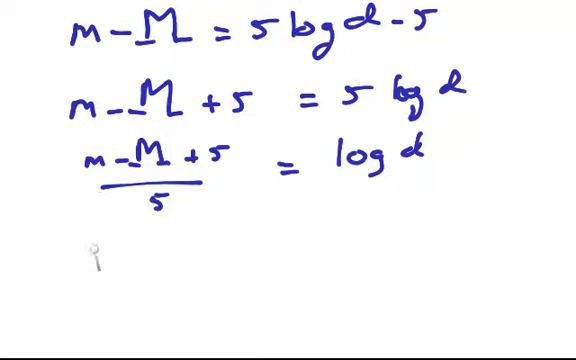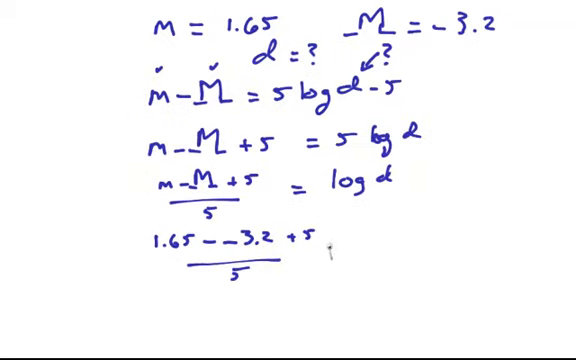Let's go ahead and stick the numbers in that. We've got 1.65 minus minus 3.2, plus 5, divided by 5. What's that going to be equal to? Well, 1.65 minus a minus 3.2, that's the same as adding 3.2 to 1.65, and that's going to give us 4.95 plus 5, divided by 5.